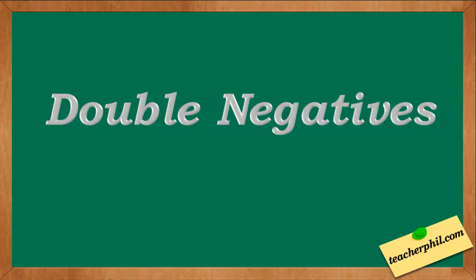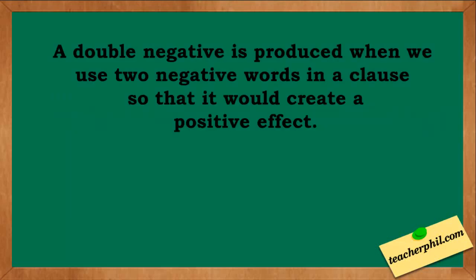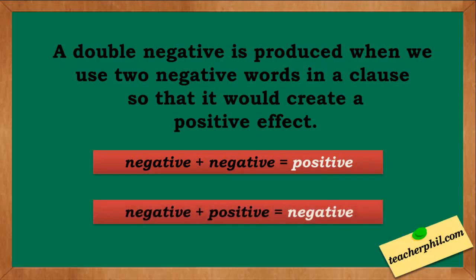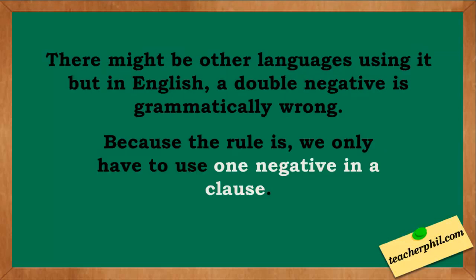Double negatives. A double negative is produced when we use two negative words in a clause so that it would create a positive effect. We need to remember the principle: negative plus negative equals positive, and negative plus positive equals negative. There might be other languages using it, but in English, a double negative is grammatically wrong, because the rule is we only have to use one negative in a clause.